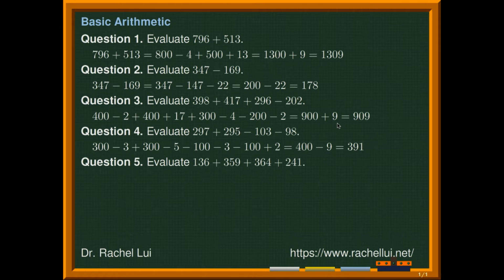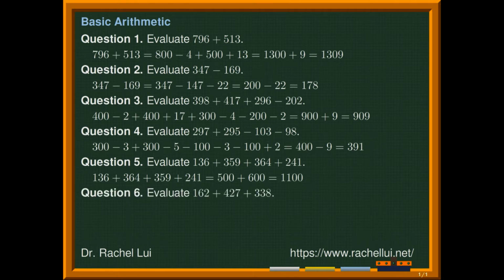Question 5. Evaluate 136 plus 359 plus 364 plus 241. We're going to group numbers which can form hundreds. So we swap these two numbers, then we have 136 plus 364. The reason is that when these two numbers group together, they give you 500. And then we add 359 plus 241. These two numbers, when they group together, can form 600. So we have 1100.